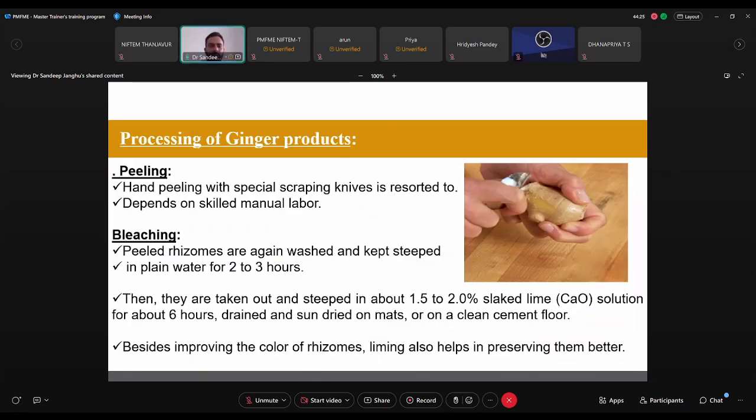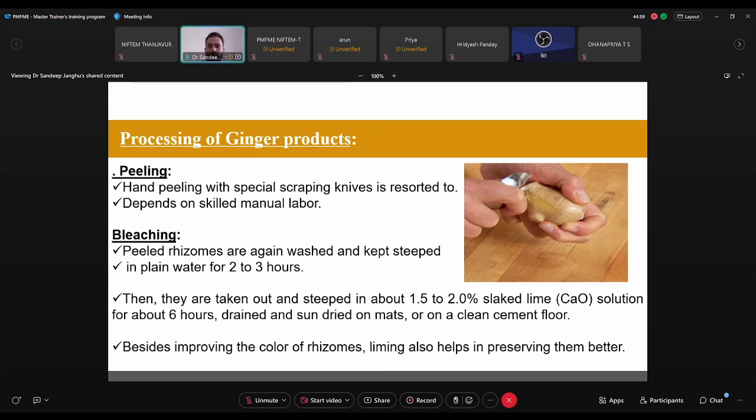For making the product, in pre-processing we wash and peel ginger with different kinds of methods. If we are using manual mode, we need skilled labor for peeling, and a special kind of knife is required for scraping the rhizomes of ginger. After washing and peeling, we bleach it in plain water for 2 to 3 hours, then soak it in 2% calcium oxide water for almost 6 hours.